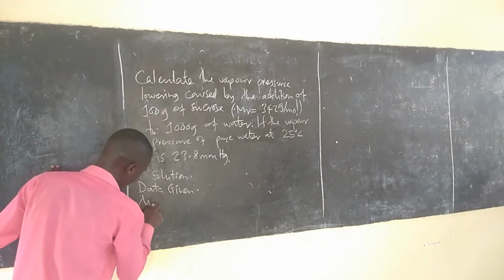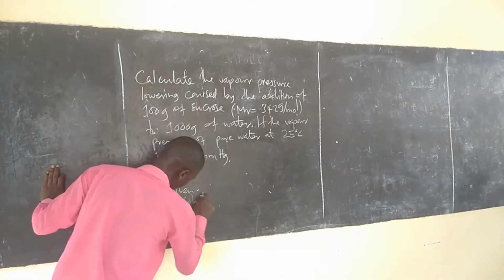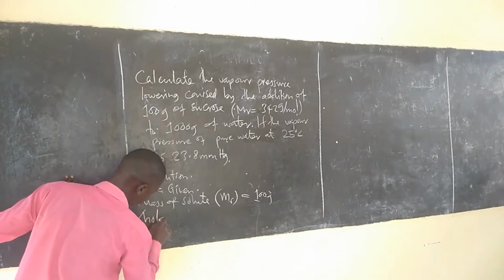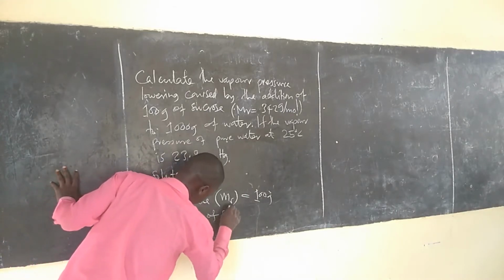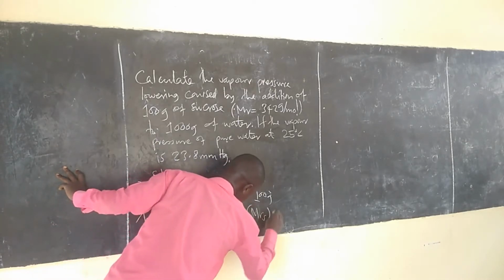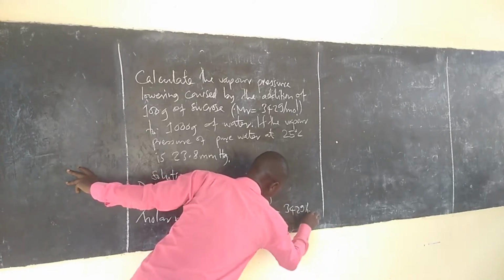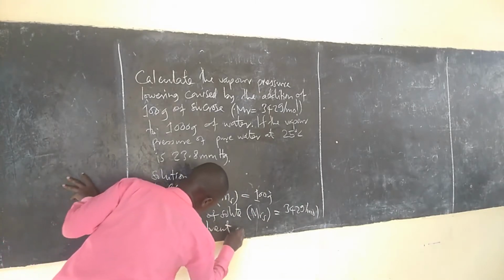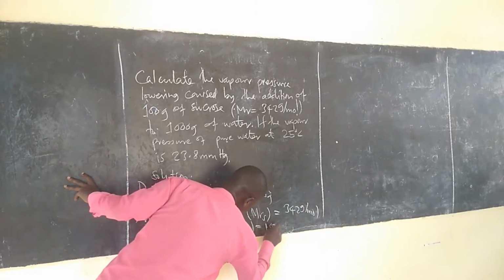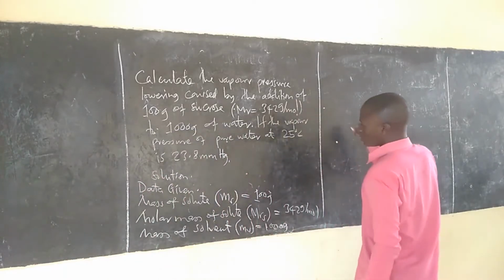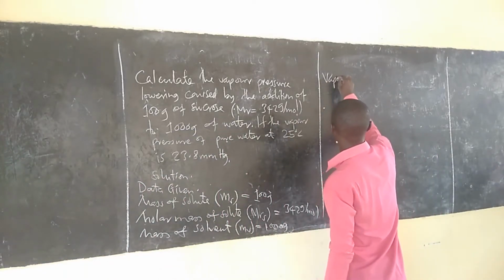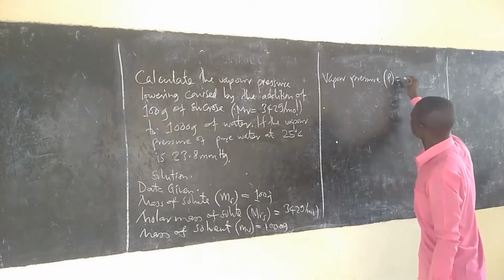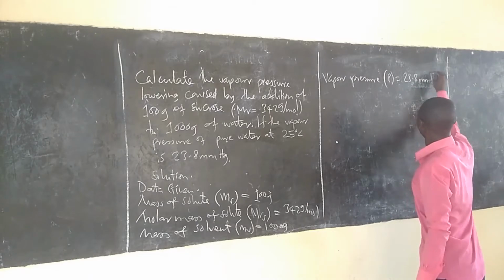So in the part of data given, we are given mass of solute, which is sucrose, Ms, equal to 100 grams. We are given a molar mass of solute, which is Mrs, equal to 342 grams per mole. We are given mass of solvent, which is Mv, equal to 1000 grams. Then we are given vapor pressure of pure solvent, P, equal to 23.8 millimeter of Hg.